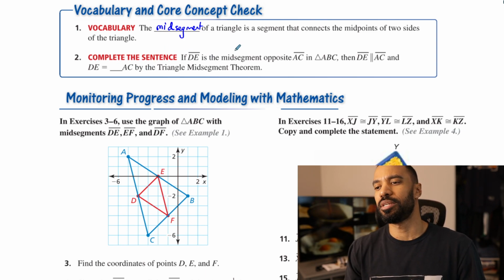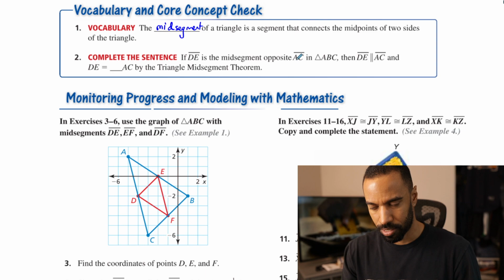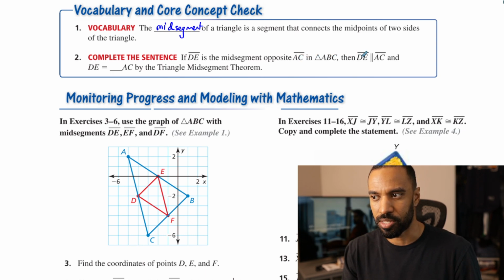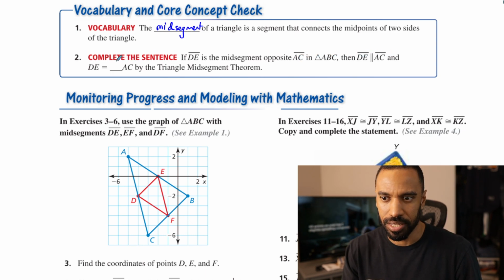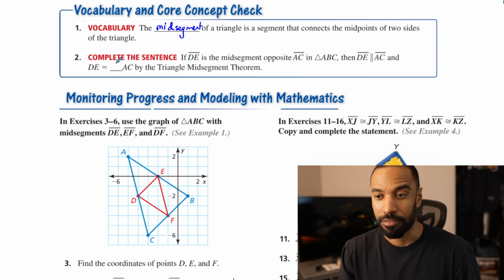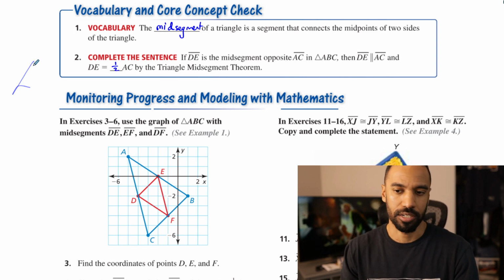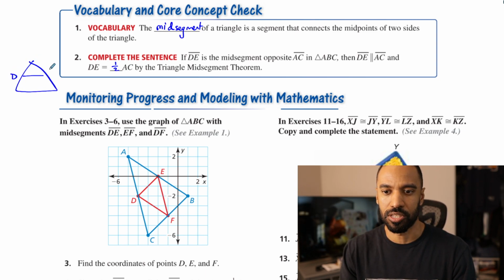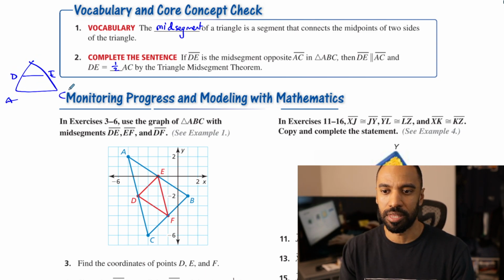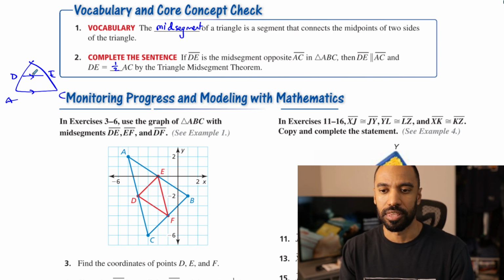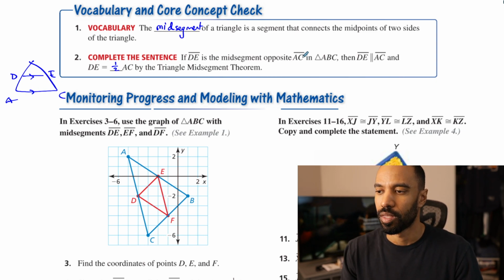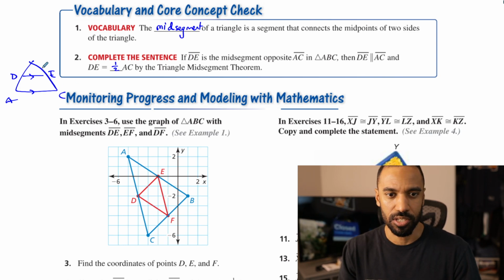Complete the sentence. If segment DE is the mid-segment opposite segment AC in triangle ABC, then DE and AC are parallel, and DE is half of AC by the triangle midsegment theorem. So DE would be, say, this guy, and then AC would be this guy. They're parallel, but this is also half of that one. So the big triangle's ABC, DE is the midsegment.